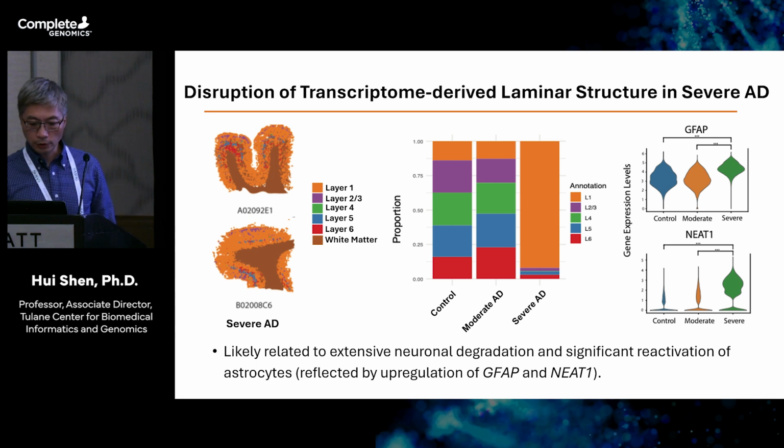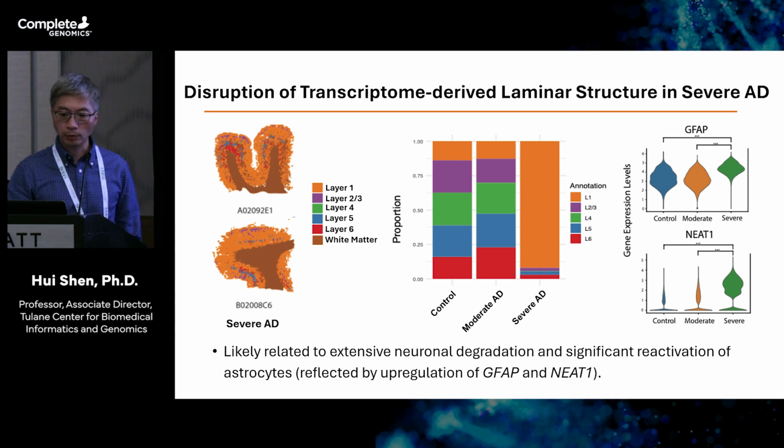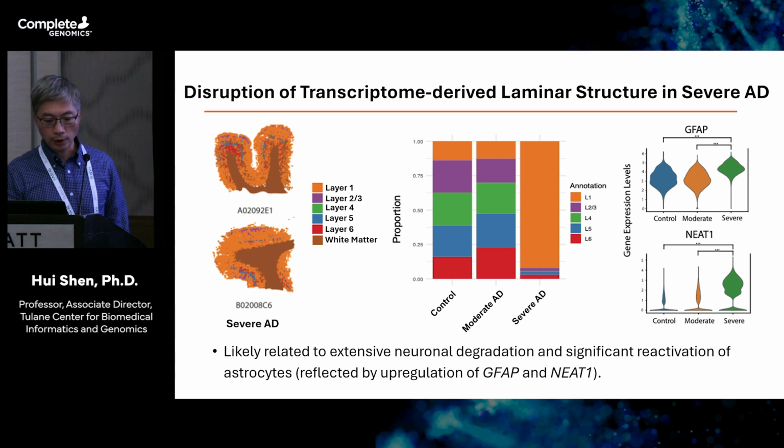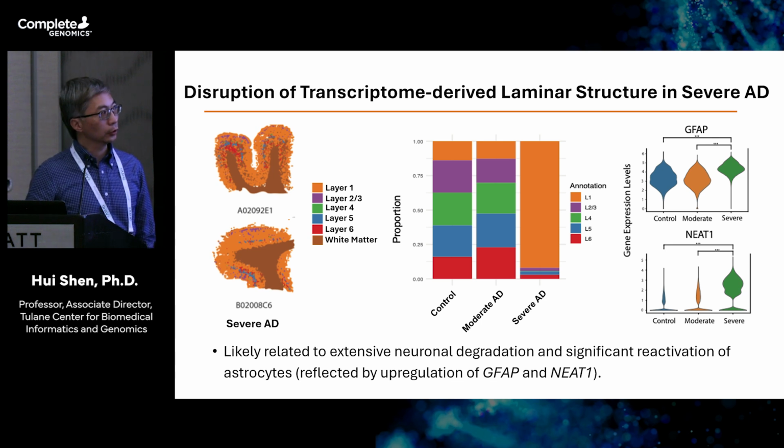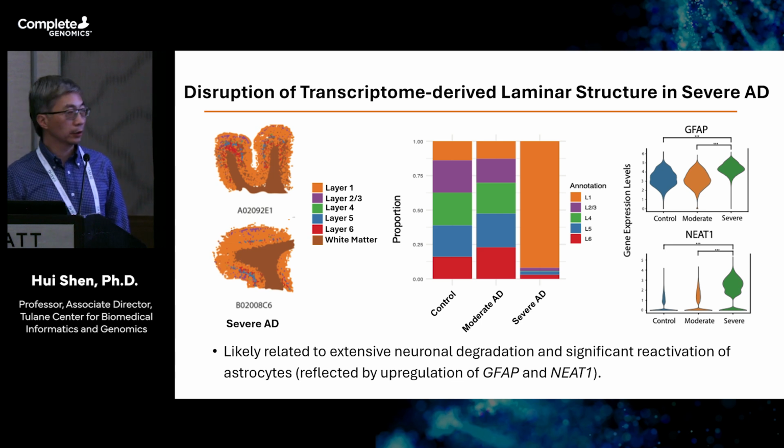So we think this disruption of the transcriptome-derived laminar structure is likely related to the extensive neuronal degradation and the significant reactivation of astrocytes, which is a known feature of the later stage of AD. This hypothesis is also supported by the observed upregulation of GFAP and NE81, which are the traditional markers for reactivated astrocytes.